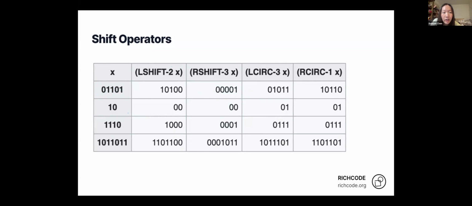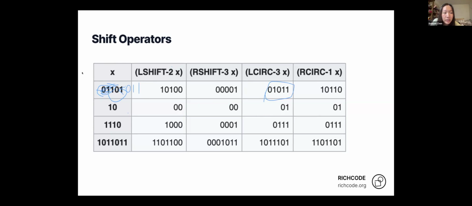And then for left circle, it's like circling it around. Because we're shifting left, we take off the first 3 digits and then we move them to the back, left circle 3. And if it was left circle 2, then we take off 0 and 1 and add them to the back. So here, with left circle 3, we take 0, 1, 1 off and we move it to the back, so it turns into 0, 1, 0, 1, 1, which is what it says here.